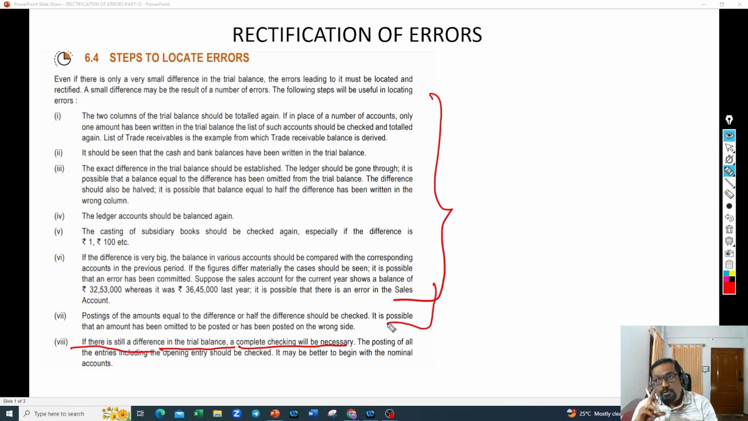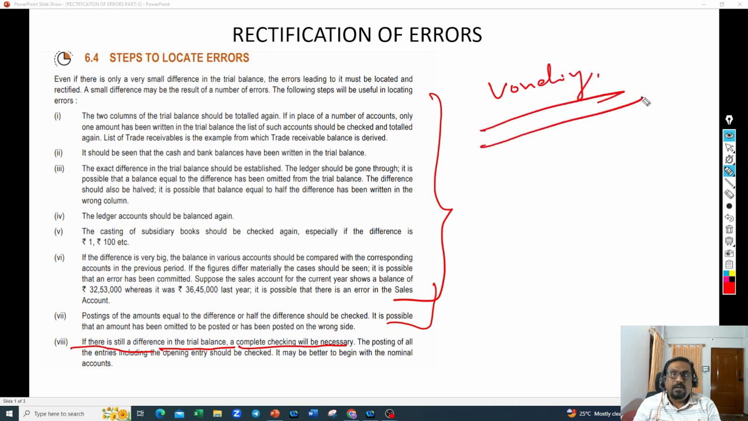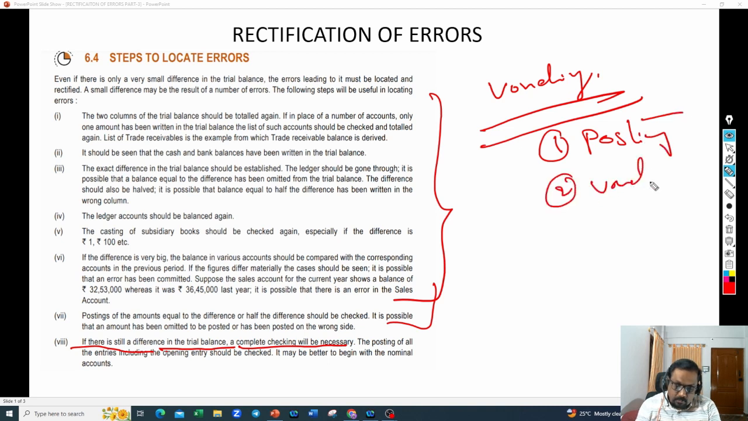Once you get into CA articles with the chartered accountants, what generally the chartered accountants ask our articled clerk to do is they ask us to do watching. What do you mean by watching? Watching is nothing but they will ask us to do the postings, to check the postings, and they will ask us to check the watching as well.